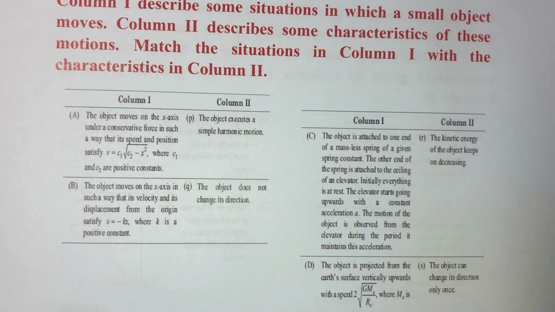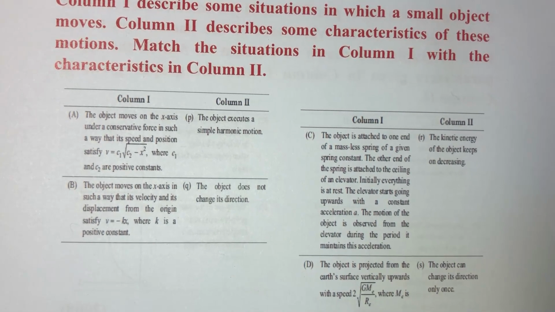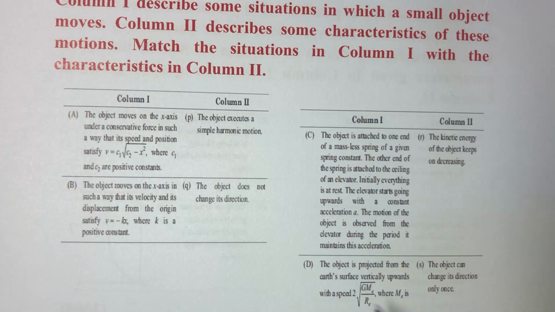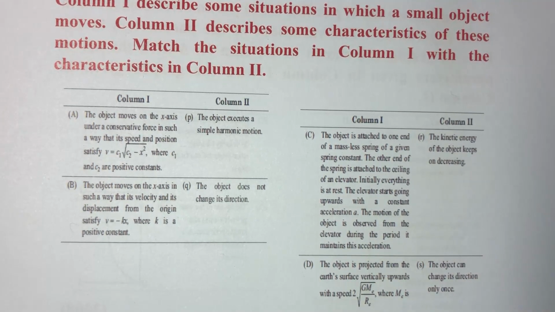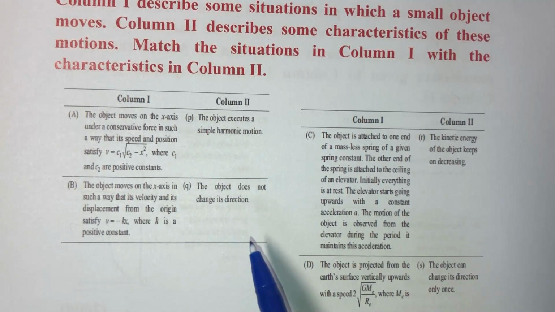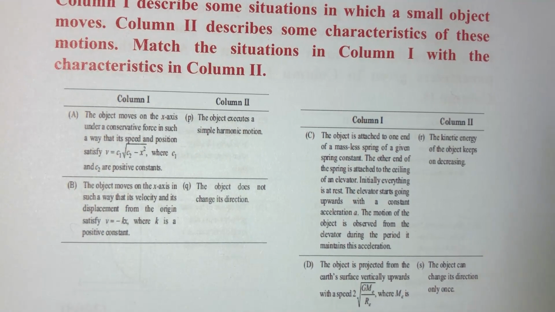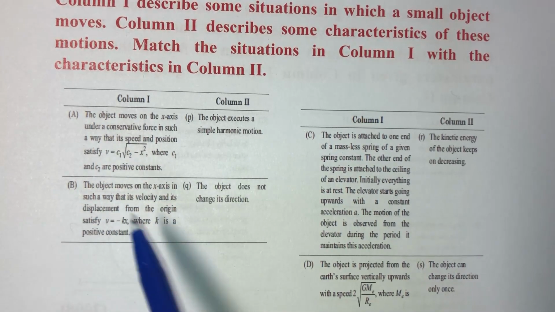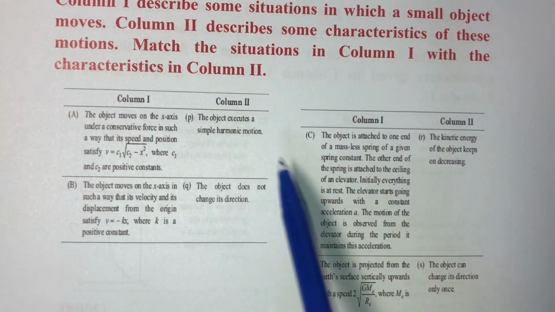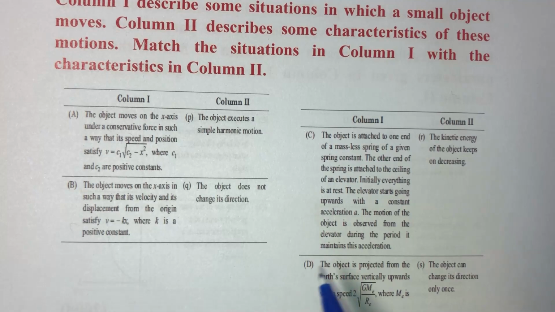So we have these four situations, and we have these four motions, characteristics rather. And these characteristics are mainly related with SHM, direction, kinetic energy, and the last one is also with direction. So we are going to take these motions one by one and try to identify which of these characteristics are matched with respective motions. So let's take the option A in column 1.